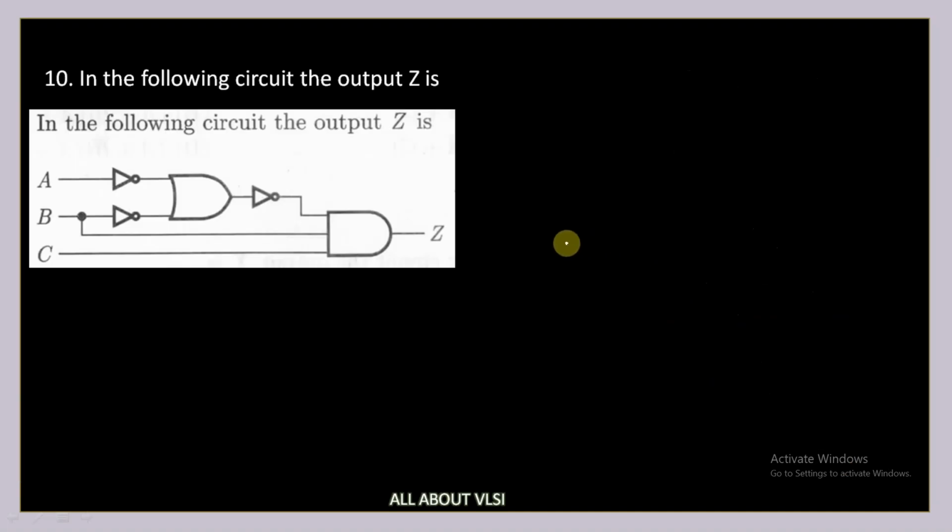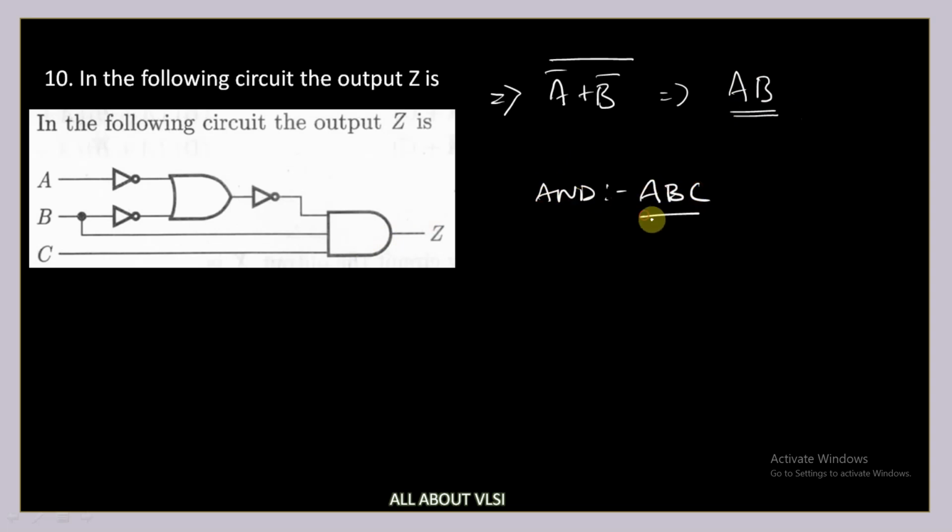So they are asking for output Z. Okay, I will solve this parallelly. So you can also do this parallelly. The output of your OR gate is nothing but (A bar + B bar) the whole bar, and that is nothing but AB. Okay. Now, what is the output of your AND gate? The output of your AND gate is ABC. Okay. Everyone getting the same thing?